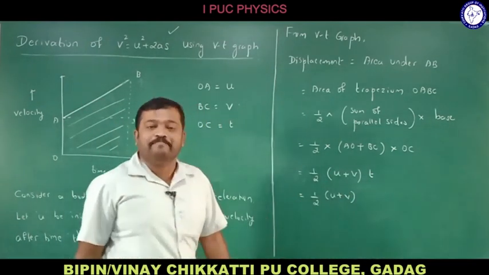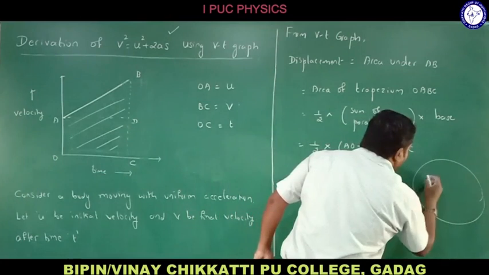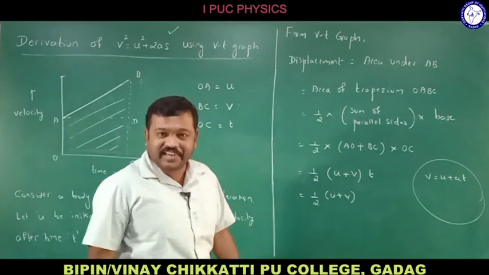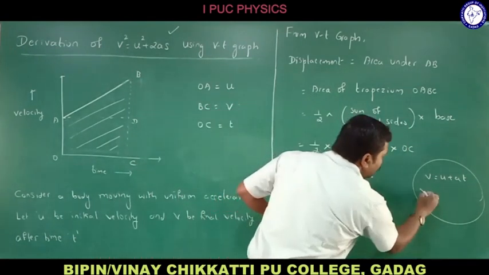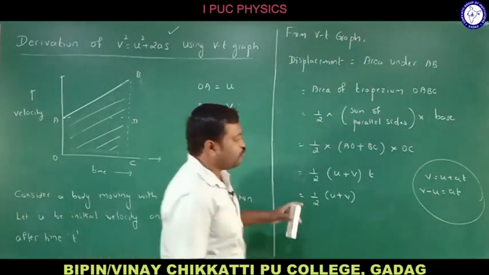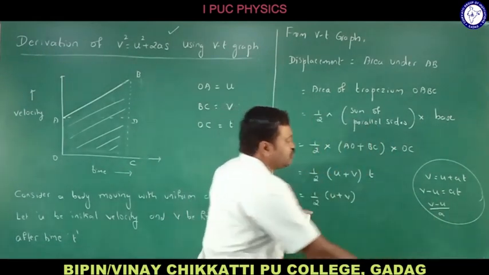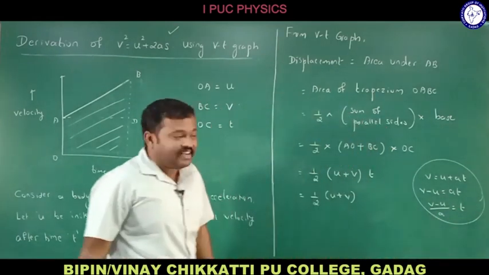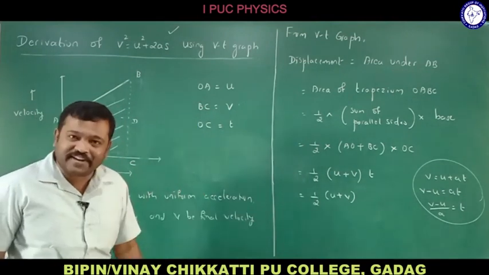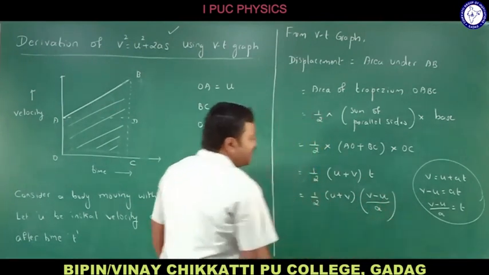I want the time, but we already have the first kinematic equation, that is v is equal to u plus at. Shall I make use of this? Let me substitute here. I want t, so shall I bring u to this side? What will come? v minus u is equal to at. I want t, so shall I bring this a to the denominator? So we got t is equal to v minus u divided by a. Let me substitute here in place of t, v minus u divided by a. Shall I write like this?